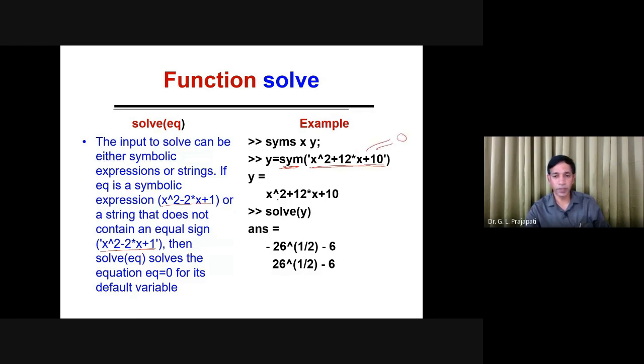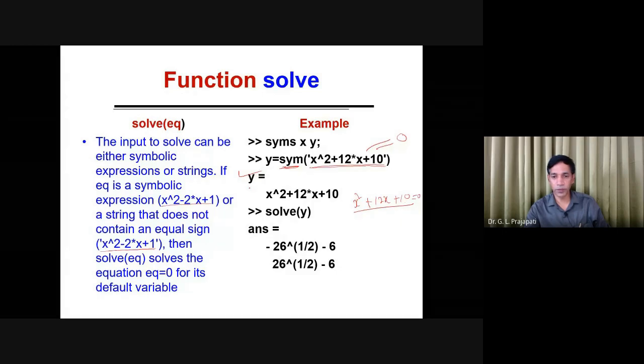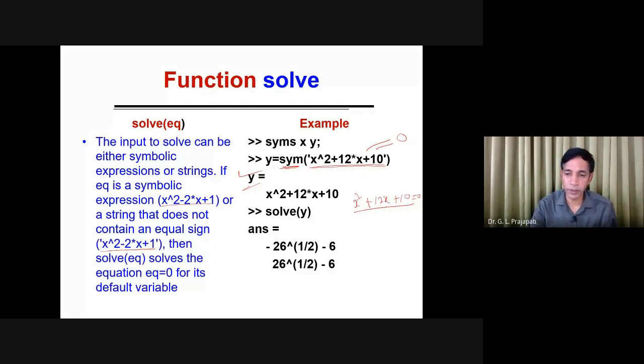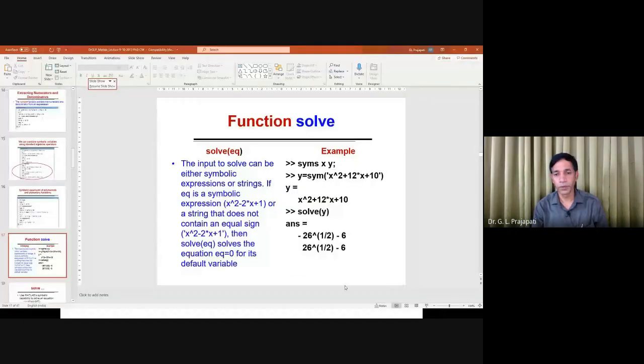So here you have x square plus 12x plus 10, and this will become equal to 0. It is going to solve like this. So once you are solving the expression y, where y is equal to this equation, y is equal to 0. So this is a quadratic equation, and you can use the formula for solving the quadratic equation. If you use the formula, you will get the answer like this.